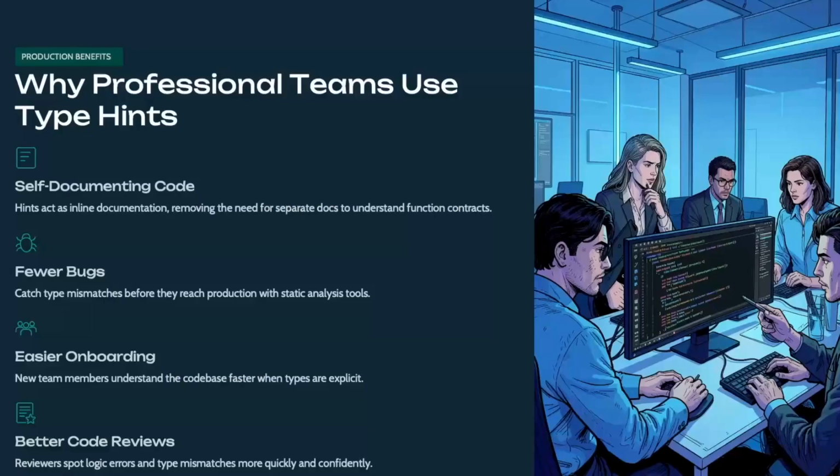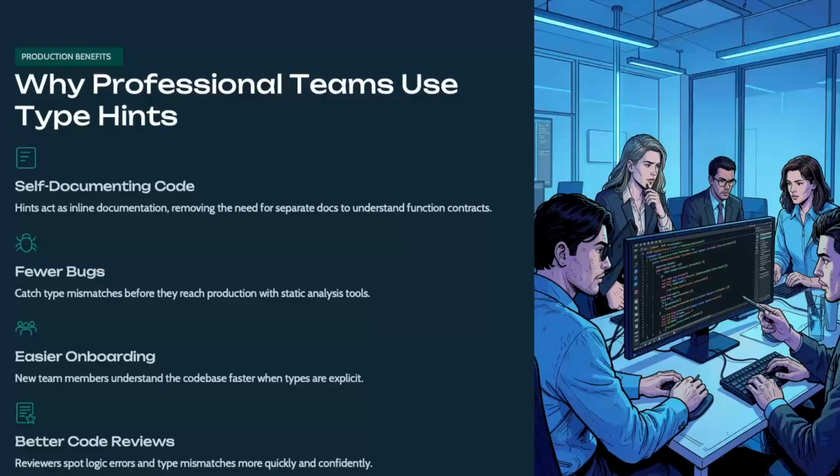So why do professional teams invest time in writing type hints? First, self-documenting code. The code explains itself. Second, there are fewer bugs. Tools can identify type mistakes before deployment. Third, easier onboarding. New developers understand the code base faster and better.